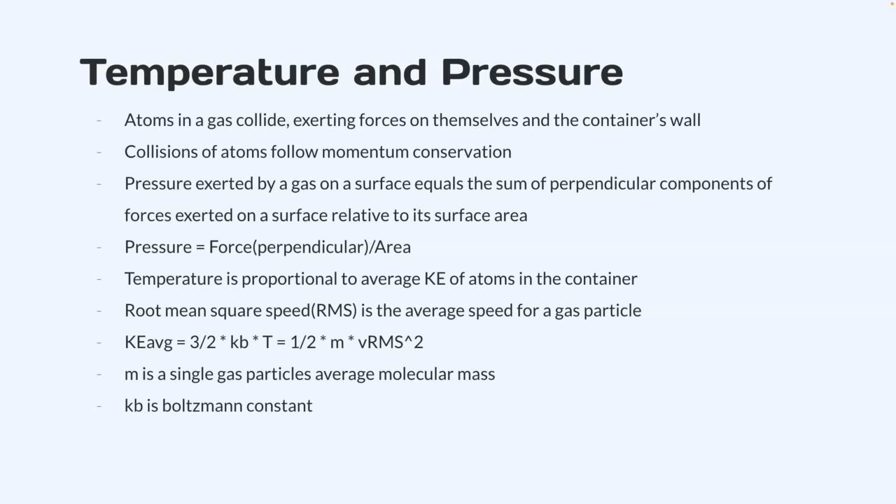Temperature is proportional to the average kinetic energy of the atoms in the container. So a higher temperature means that the kinetic energy of the atoms is higher. The gas molecules are moving faster. That's all temperature is. The root mean square speed, RMS, is the average speed for a gas particle. You find this by taking the average speed squared and then square rooting it, and that's because speed is a scalar. And you don't want the negative directions to get in the way.